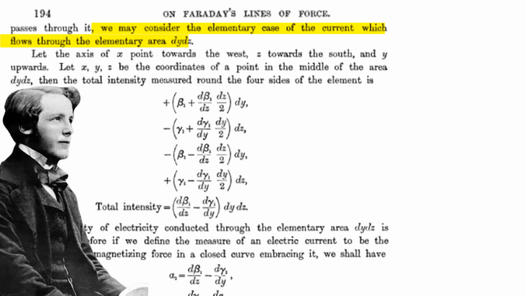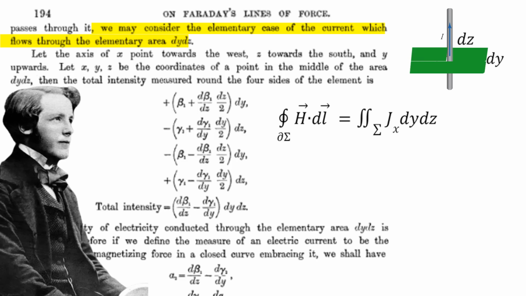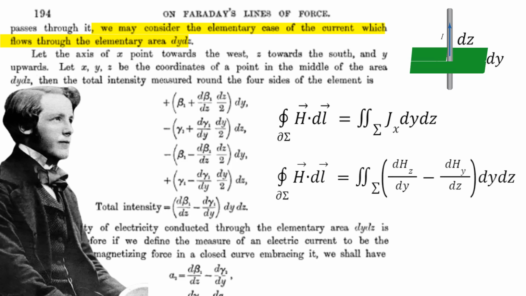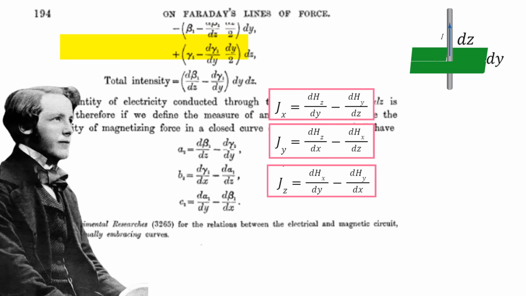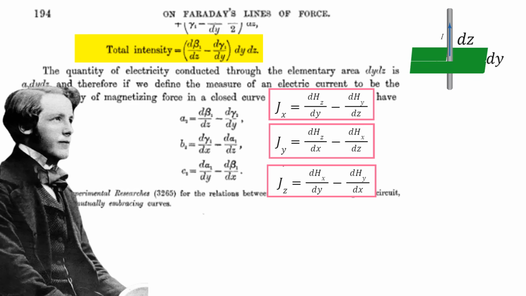Now Maxwell didn't have vector notation, so he did the specific case where the current per area is only in the x direction, so that the area is in the yz direction. Assuming that the flat surface is a tiny square of sides dy dz, Maxwell proved that the integral over the circumference of H dot dl is the same as the integral over the flat surface of dHz/dy minus dHy/dz. By analogy, Maxwell derived the current per area in the z and the y direction.